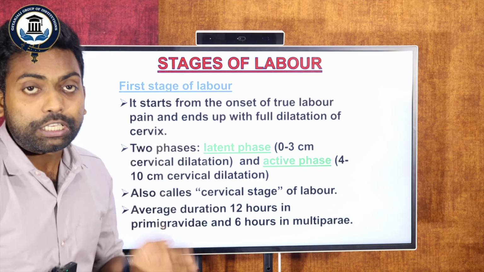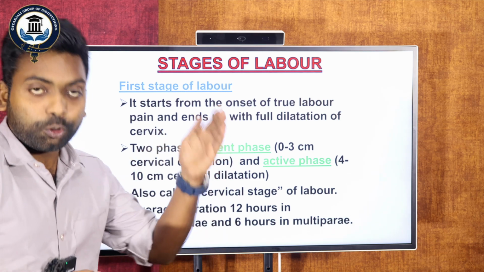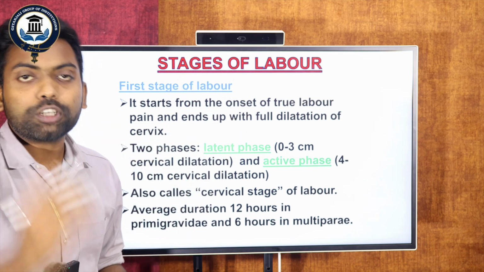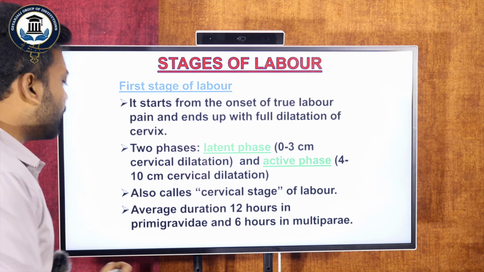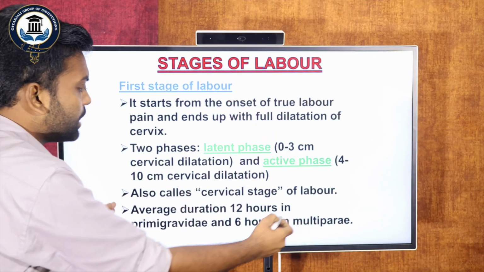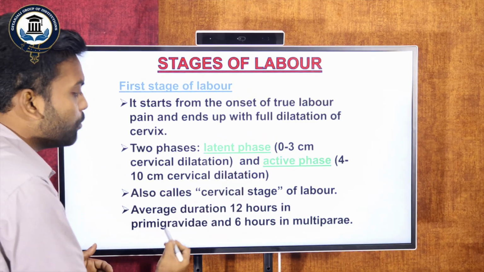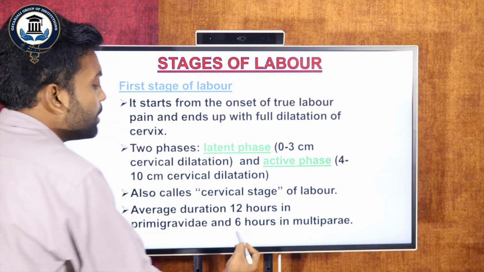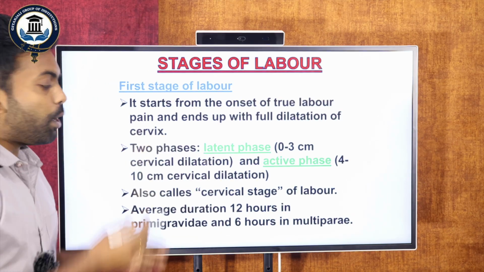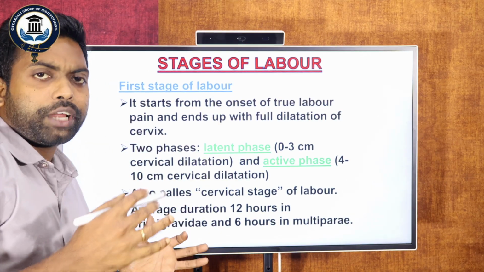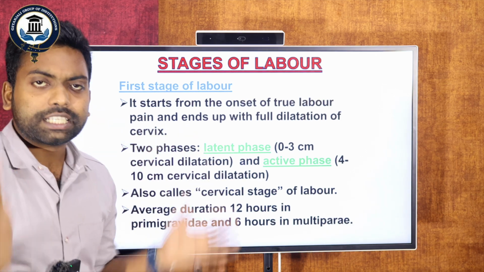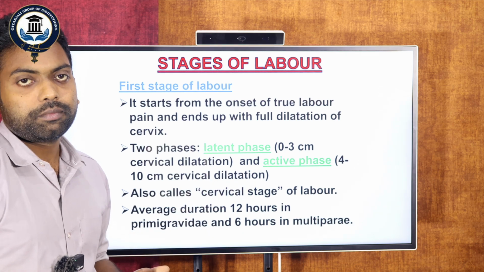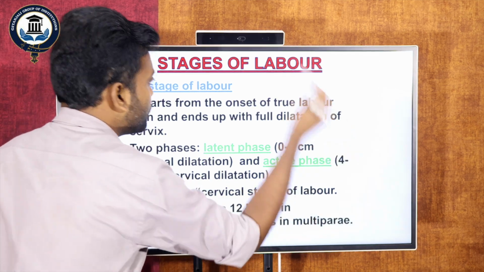My dear students, the first stage of labor starts with true labor pains and ends with full dilatation of the cervix, mostly 10 centimeters. The duration of the first stage: if it is a primigravida, 12 hours; if it is a multipara, 6 hours. As I told you, in a primigravida it takes a lot of time for dilatation physiologically, whereas 6 hours will be taken for the multipara. So this is the first stage of labor.